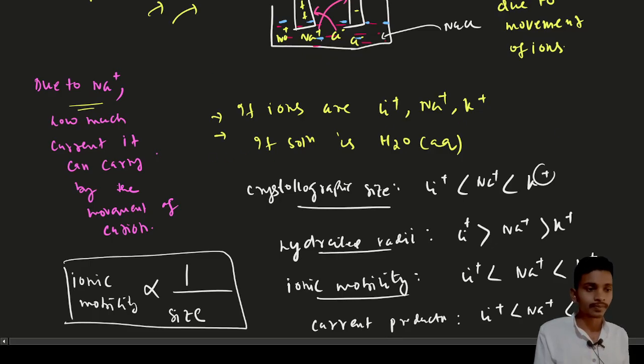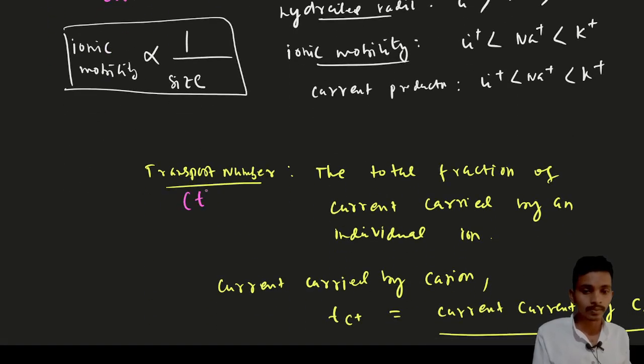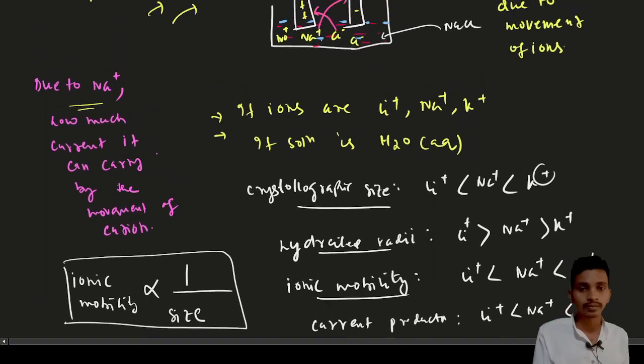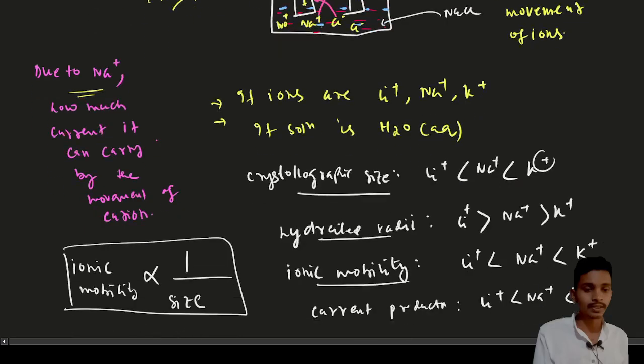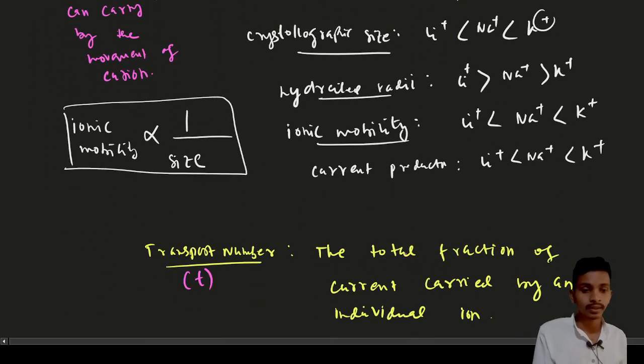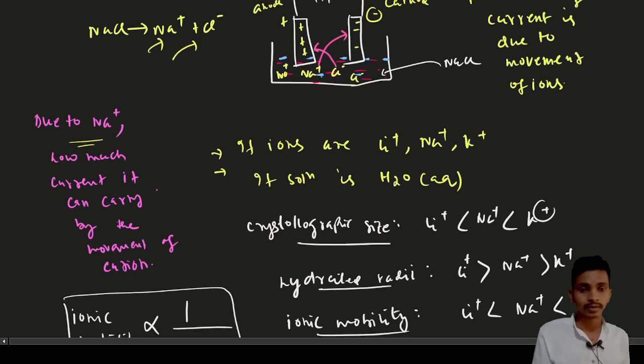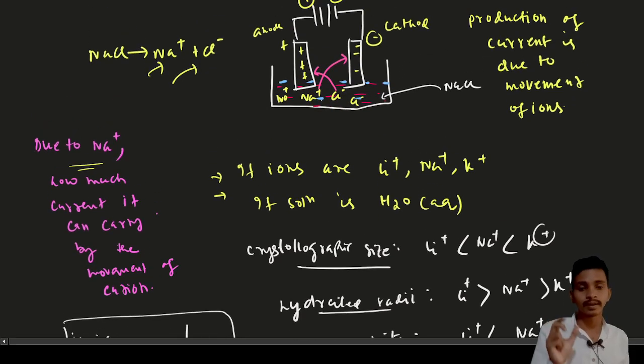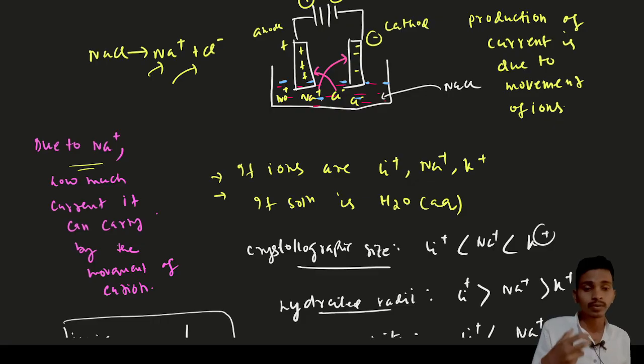Transport number is represented as T, and it is the fraction of the total current carried by an individual ion. So I think you get it. Try to understand and make the point clear. The question arises that due to the movement of ions, current is produced. It means that whenever the ions move faster, they are able to carry more current, so more current will be generated.